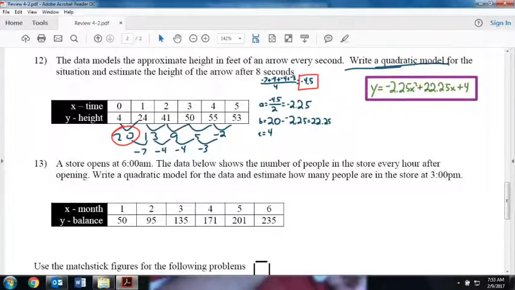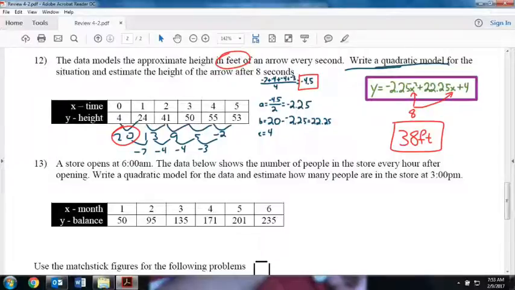Then the instructions say estimate the height of the arrow after 8 seconds. So remember, seconds, that's our time, that's our X value, so we can just plug 8 into our X's. Remember, plug it into both. So after 8 seconds, negative 2.25 times 8 squared plus 22.25 times 8 plus 4, I get the magic number of 38. So after 8 seconds, I expect this to be 38 feet high, because the height did say it was in feet. I'm not going to worry if you don't put the feet on there.